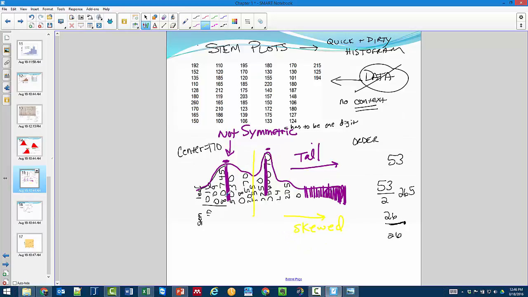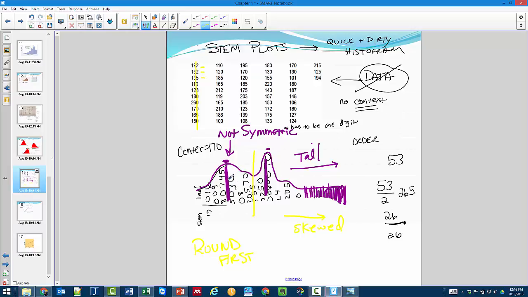So again, that is how you can make a stem plot, by simply looking at the data and kind of cutting off everything except for one digit. Sometimes when you're doing that with data, you have to round that data first in order to be able to really work with the stem plot, and you'll be working on that in some of the exercises as well.